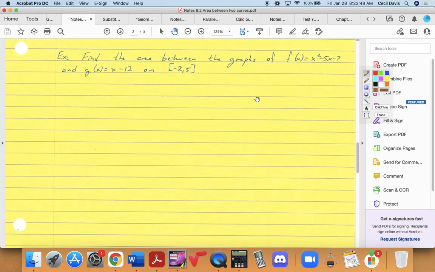All right, so let's do this one. Find the area between the graphs of this parabola and this line on the interval from negative 2 to 5. Can I take a gander at what the setup will be?